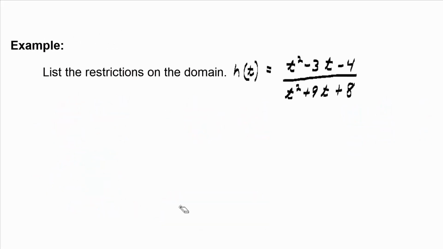Okay, here we have a rational function, and I want to list the restrictions on the domain. So remember, the domain is all the values you're allowed to plug in. When you start taking ratios of polynomials, you have a problem with x values that create 0 in the denominator. So you have to restrict those values.